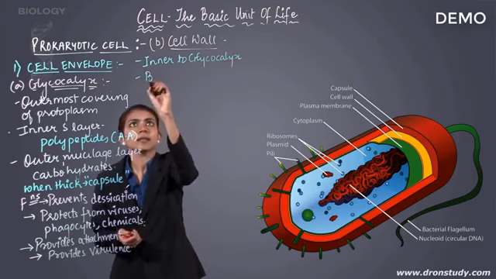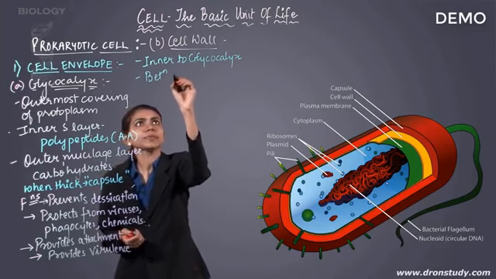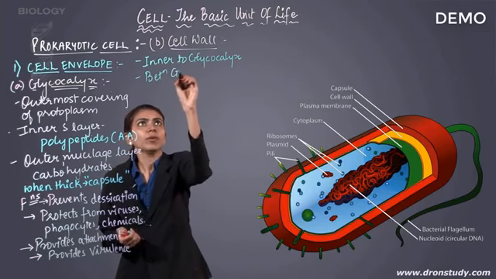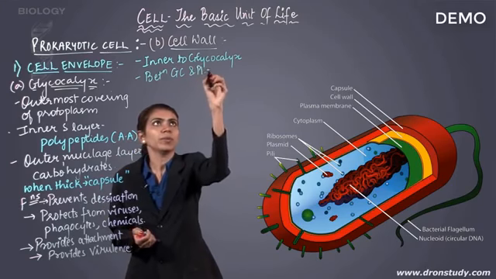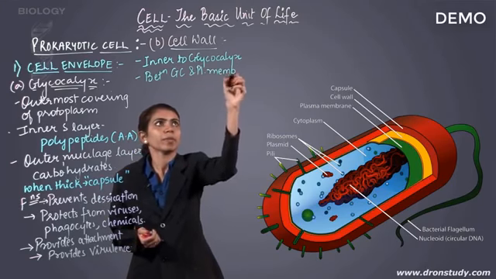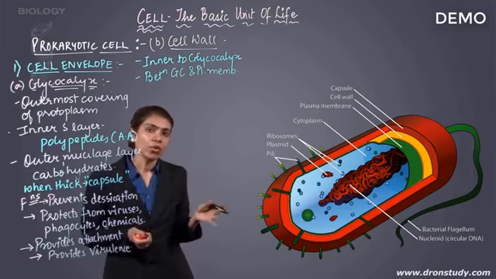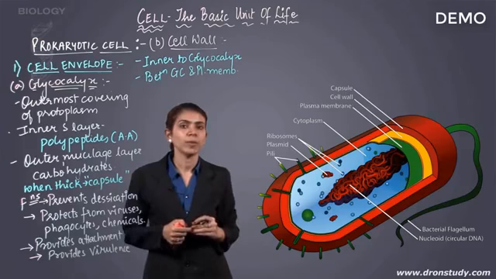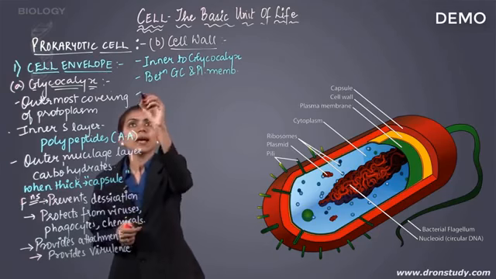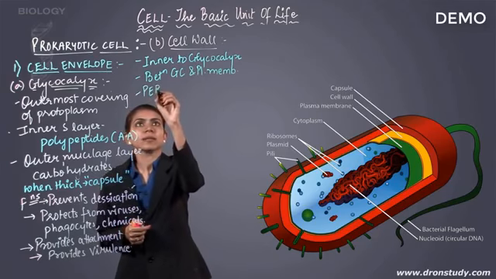And it lies between the glycocalyx and the innermost layer of the cell envelope, which is the plasma membrane. Now inner to the cell wall is the plasma membrane, and there is a space between the cell wall and the plasma membrane. That space is called the periplasmic space.